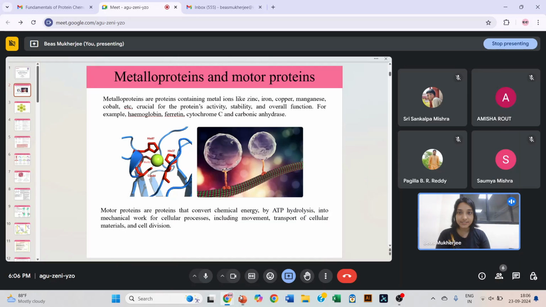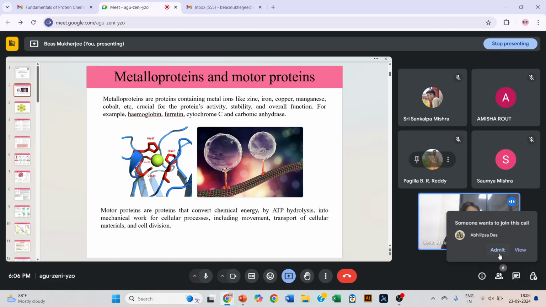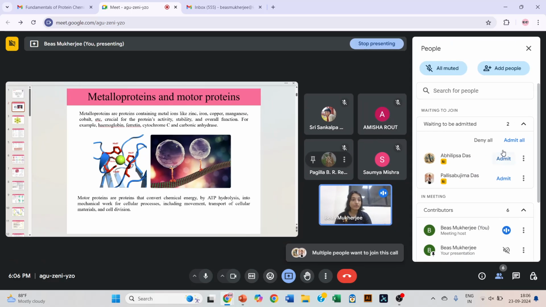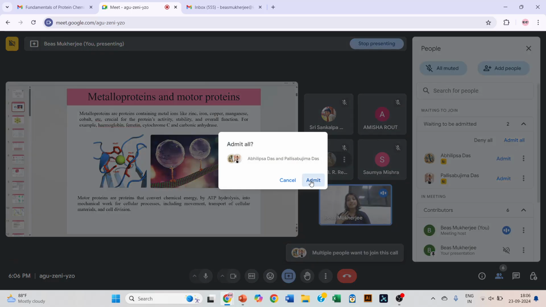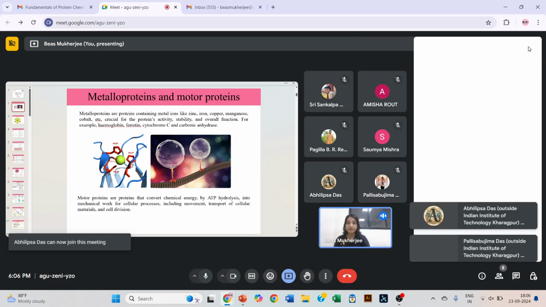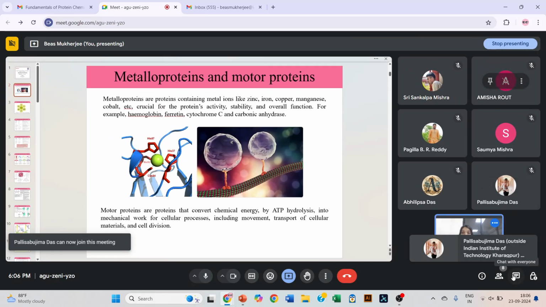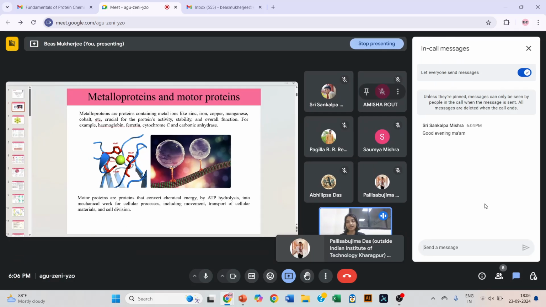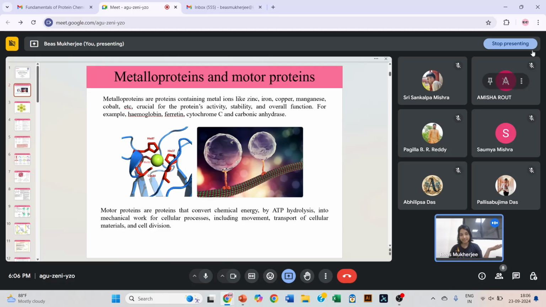So let's start with metalloproteins and motor proteins. Metalloproteins, as you know, are metal containing proteins, and the metal atom or metal ion can be zinc, iron, copper, manganese, cobalt, etc. This is very essential for the protein's activity, stability, and overall function. This is an integral part of the structure of the protein sometimes. For example, we have hemoglobin, ferritin, cytochrome C, carbonic anhydrase, etc. We will look at all of these in detail very soon.